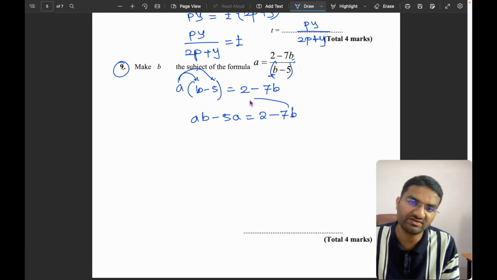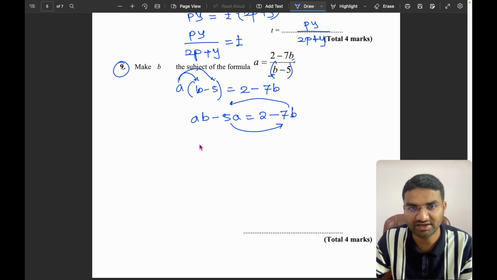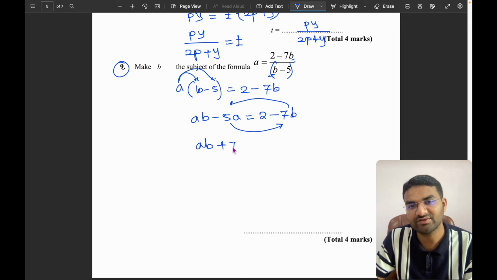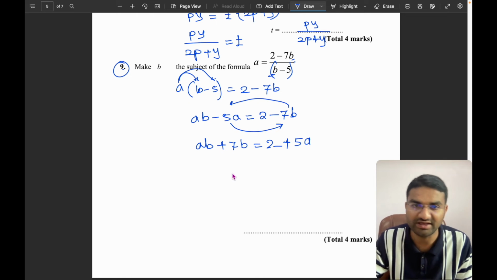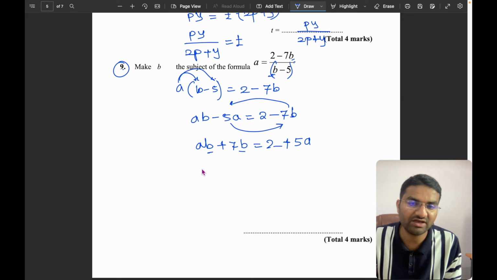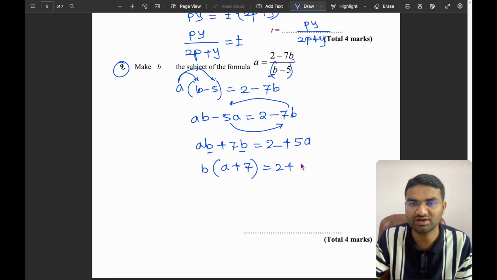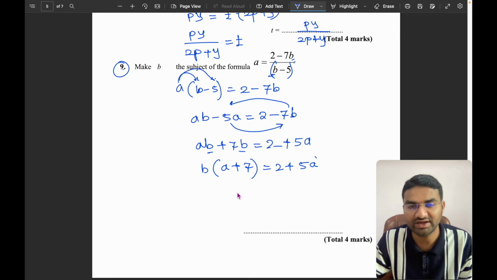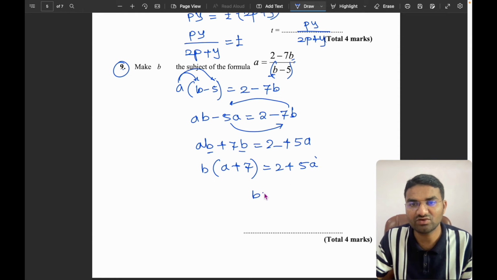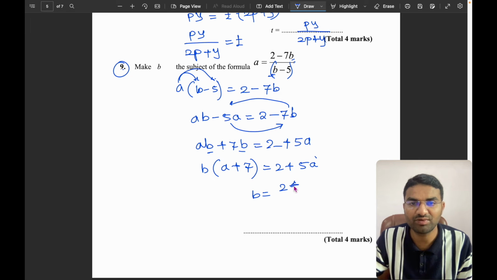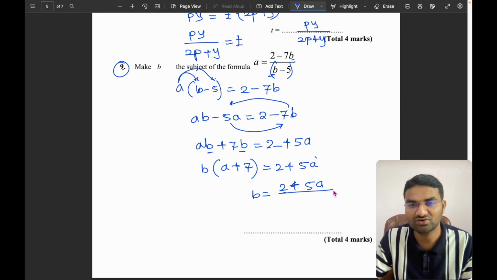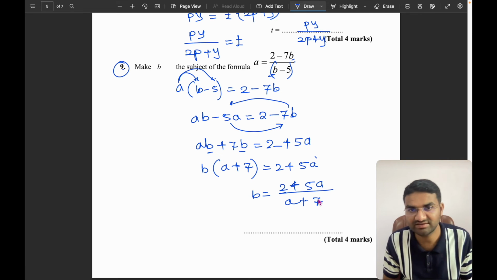So transfer this 7B to the left, 5A to the right. So AB plus 7B is equal to 2 plus 5A. Take B common, so B times A plus 7 is equal to 2 plus 5A, right? And then B is equal to 2 plus 5A over A plus 7. That's it.